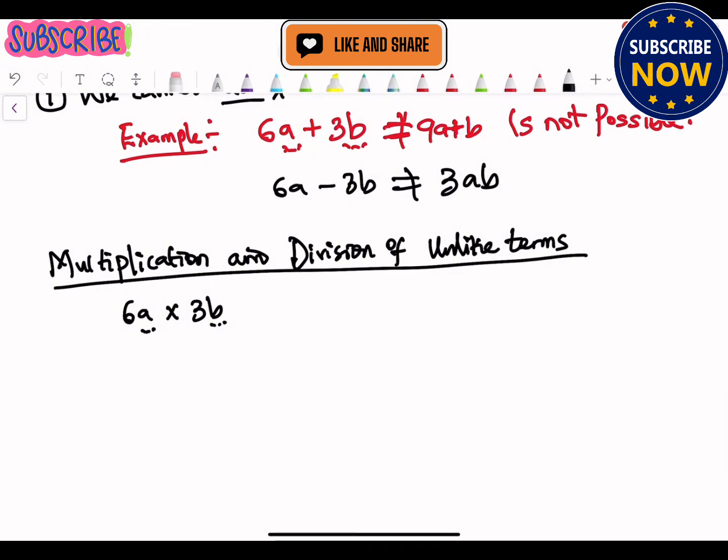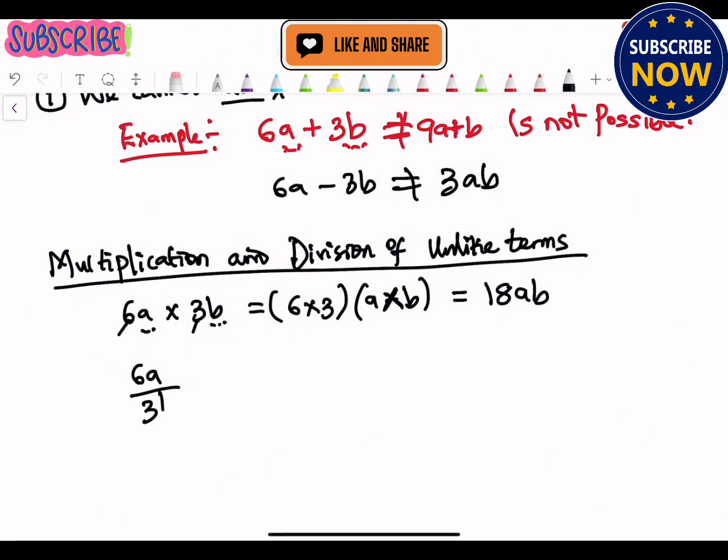So this one now, let's try to multiply. How do we do this? You take the coefficient first, which is 6. You multiply by 3, right? Let me write them together. 6 times 3. Then you take the variables as well, a and b. You multiply them together. So this will give us 18ab. That's it. Easy as ABC.